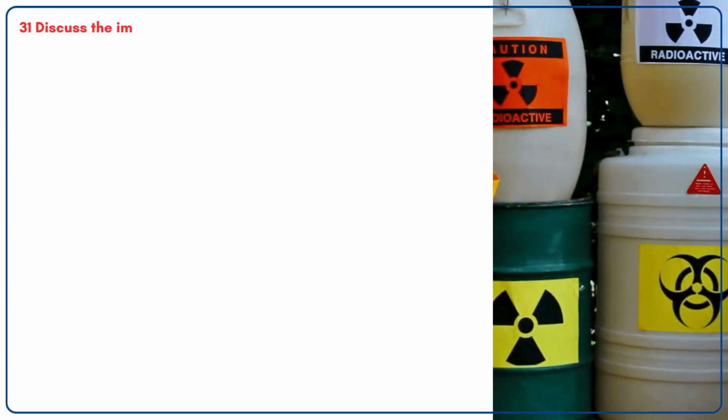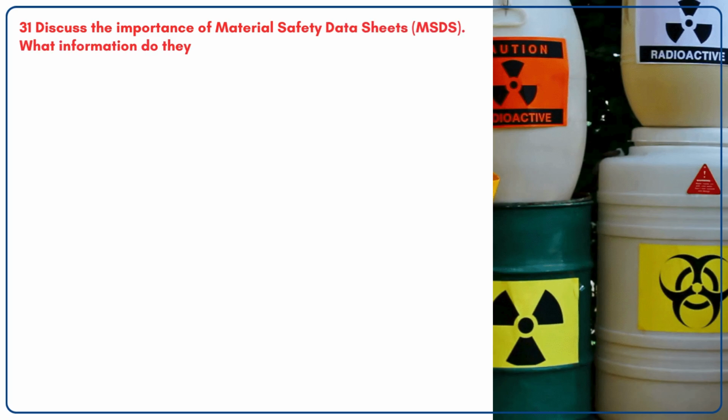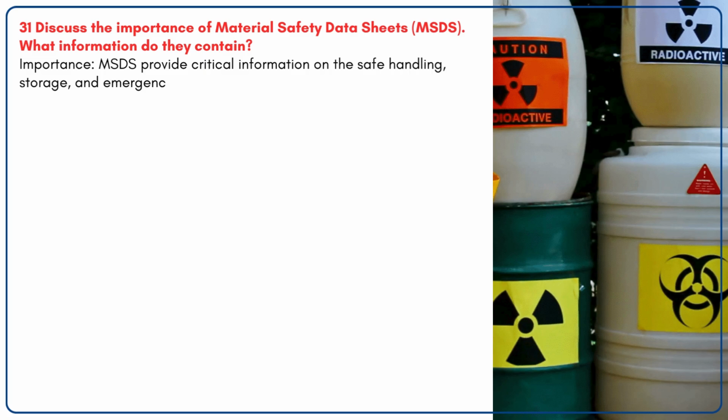31. Discuss the importance of material safety data sheets, MSDS. What information do they contain? Importance: MSDS provide critical information on the safe handling, storage, and emergency measures for chemicals. They are essential for ensuring workplace safety and regulatory compliance.